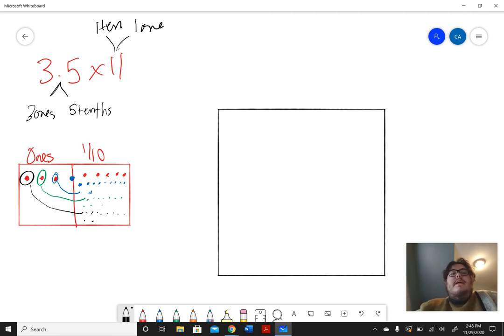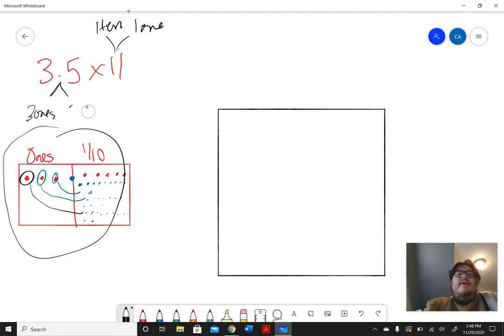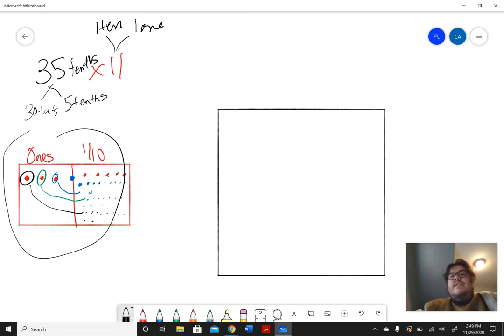So what we're going to do is convert this 3 and 5/10 into 35/10, which we already did right here, just so that it's easier for us to work with. Okay, so instead of 3 and 5/10, we're going to change that to 35/10 times 11. Okay, and now we can say we have 30/10 and we have 5/10. Okay, trust me, it's just going to be easier.